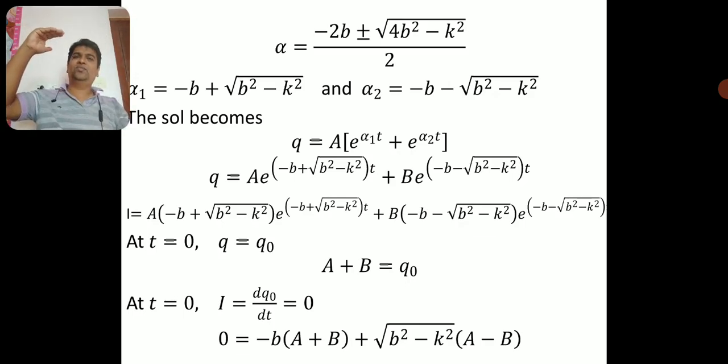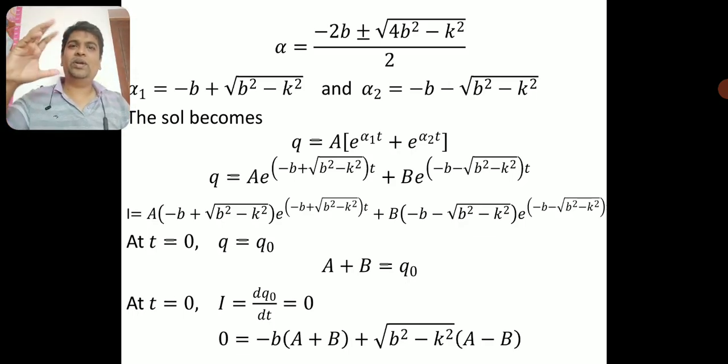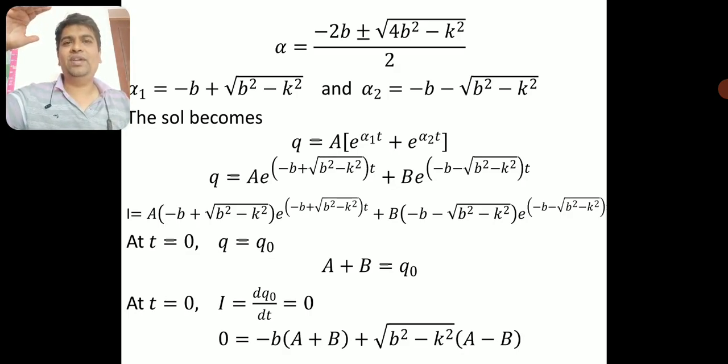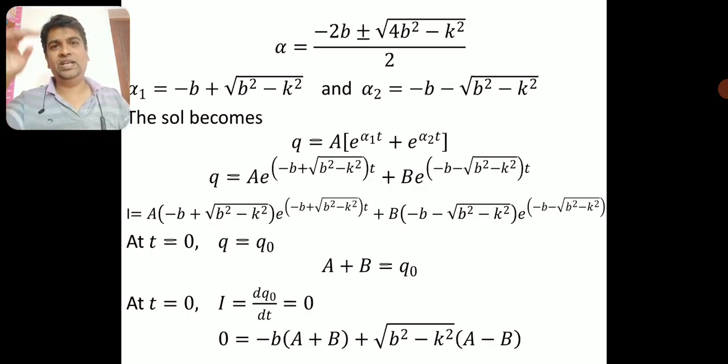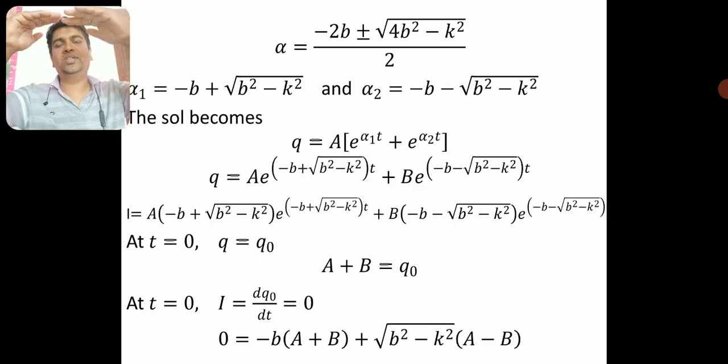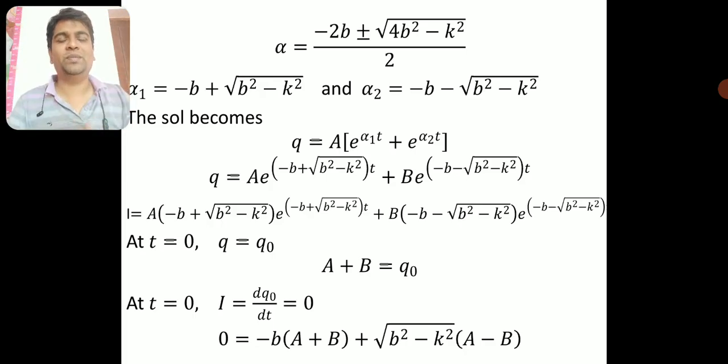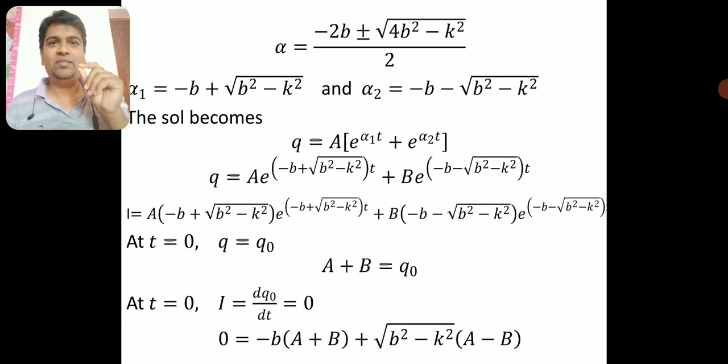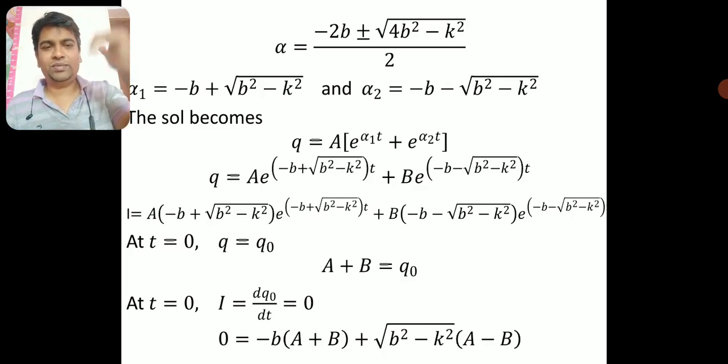While discharging, at time t equal to 0, what will be the charge on the capacitor? The capacitor will have a maximum charge at time t equals 0. Initially, while discharging, the charge on the capacitor is full, it's maximum. So therefore, at time t equals 0, Q equals Q naught. It is a maximum charge.